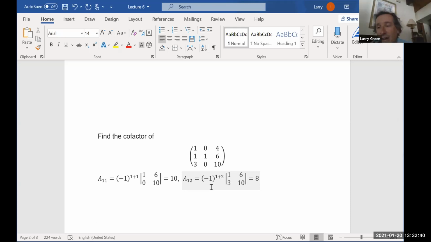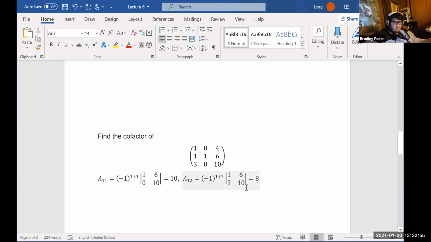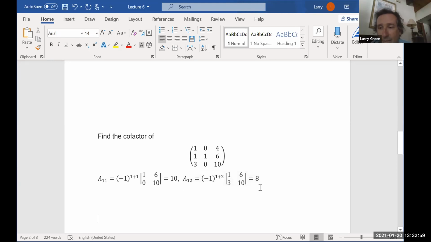That's all you need to know is odd or even. So that's negative 1. And then I take 1 times 10 is 10 minus 6 times 3. What's 10 minus 18? Negative 8. So I take negative 1 times negative 8, and I get 8. Any questions on finding the minor, at least for those two positions?